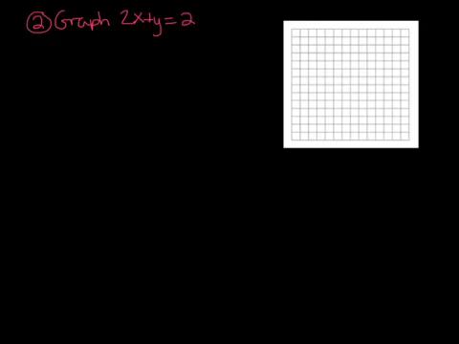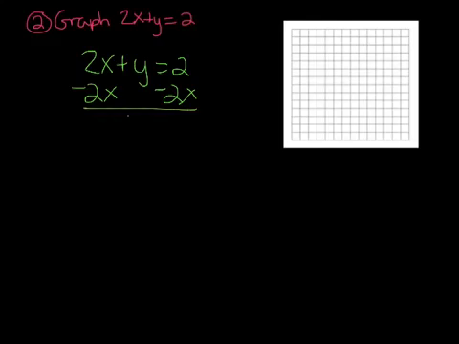This equation is in what we call standard form. And to make it easier on yourself, I would recommend that you rewrite it by solving for y. So when you do that, you would subtract 2x from both sides and get y equals 2 minus 2x. So what we can do then is make what's called a t-chart. With a t-chart, we're going to put in values for x, and then we're going to find what y is.